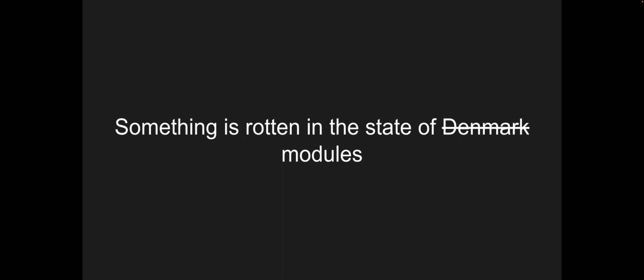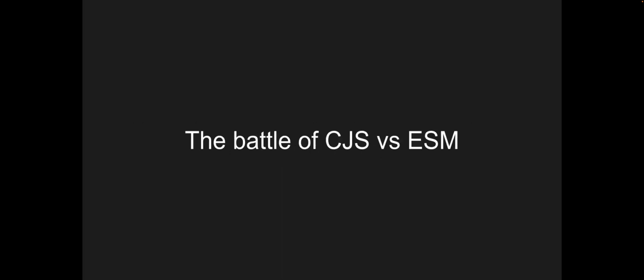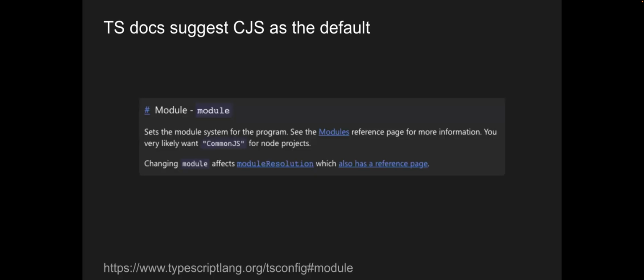Modules can be a little bit hairy. Right now there's kind of a battle between CommonJS and ECMAScript modules. For those who might not be familiar, ESM is the native solution for JavaScript modules, but it is a more recent development, and historically CJS has been much more prevalent. In fact, it was the default solution for Node applications for a very, very long time, right? And even the TypeScript documentation says that you might want to use CommonJS as the default, right?